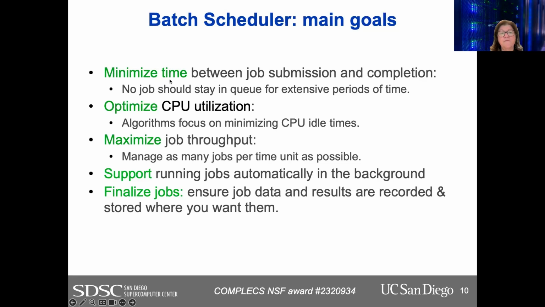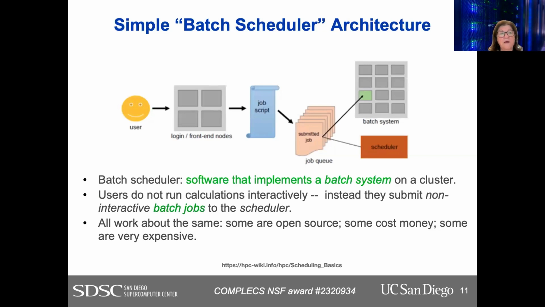So the main goals are to minimize the time between when you submit your job and when you get your answer, and optimize the utilization of our CPUs. So we don't want them all sitting idle. Its job is to maximize how the CPUs are getting used, maximize job throughput, and support these jobs as they're running in the background. So you can submit your job, go get a cup of coffee, and that afternoon or a day or two later, your job is done. You can get notification on your results, and then finalize the job. At the end, when the job is done, there's a lot of information you can ask the queuing system to collect for you, and some of it does so automatically, and you can put that into an output file, and you can specify where it goes. So that's pretty handy to have.